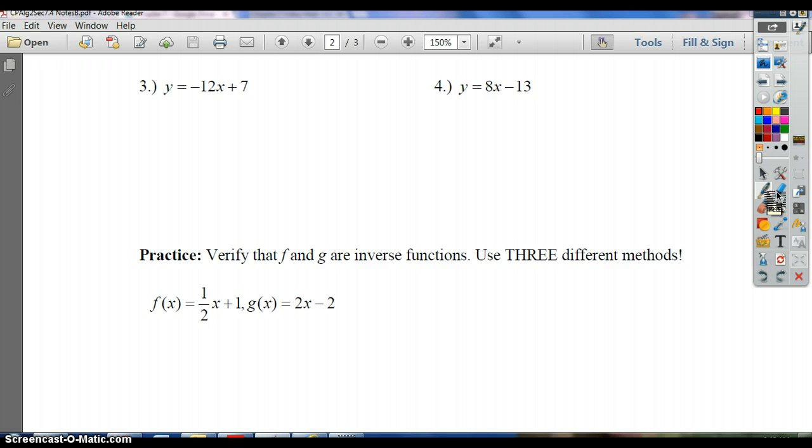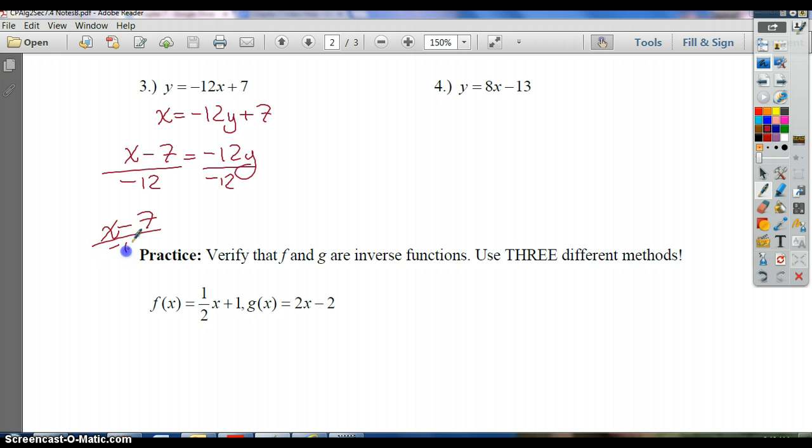Okay, ladies and gentlemen, let's take a look at number 3. Again, switch the x and y. We're now solving for y. This is x minus 7 equals negative 12y. I am then going to multiply by negative 1/12, or I can just think of this as division by negative 12. So I can think this is x minus 7 over negative 12 equals y. There's your inverse, ladies and gentlemen. Okay? And I think there's an R there.